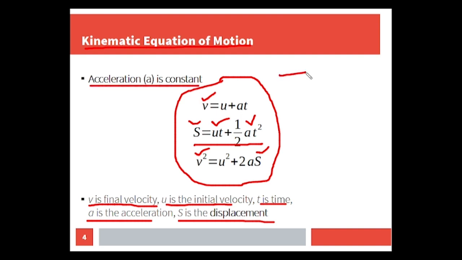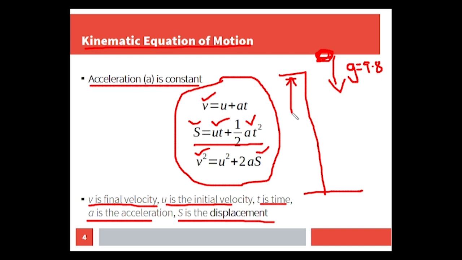So let's take an example. Imagine this is a building of height h, and you are dropping a ball from here. The ball will accelerate with a constant acceleration g, which is 9.8. So this is an example where the acceleration is constant. So you can use all these equations according to our need. For example, from here I drop the ball. We need to find what the velocity will be when it reaches the floor, say the building's height is h.